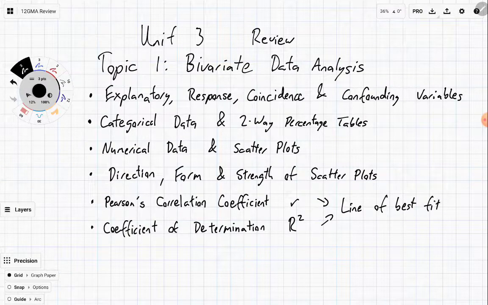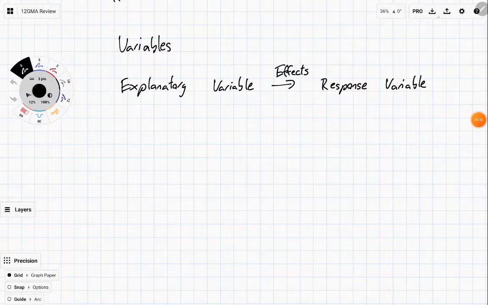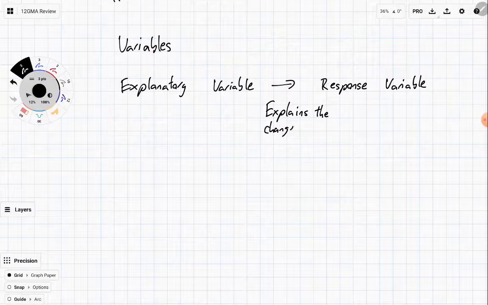Alrighty, so let's get ourselves started. So the first thing we're going to talk about is variables. The first type of variables are explanatory variables and response variables. The explanatory variable affects the response variable, or a better way of putting it would be that it explains the change in the response variable. So what does that mean? It means that as the explanatory variable changes, the response variable also changes.